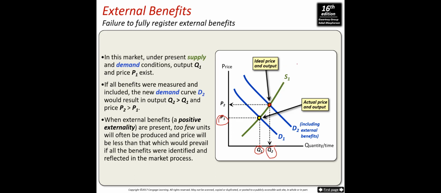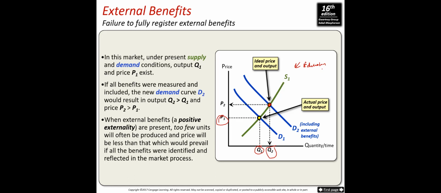You can think about this as education too. Education has an external benefit. Why? Because when everybody gets educated, the crime rates go down. So even people who do not get education benefit because of educated people. You see that external benefits should be included in the demand side, but it's not. Therefore, too few units are produced.